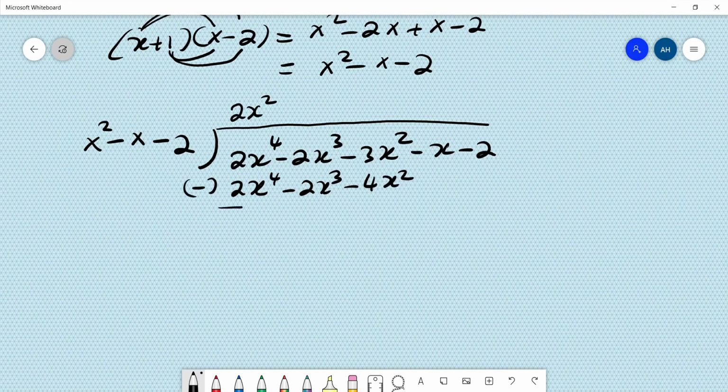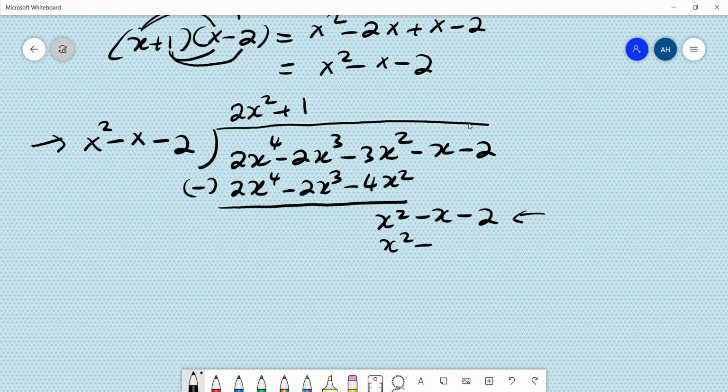Now let's subtract this. We have 0 there, we have 0 also here. We have x squared, and then take down minus x and minus 2. You see what we have here? What we have here is the same as what we have here, right? So multiply by 1 in order to cancel everything. So we have x squared minus x minus 2. Subtract those. So the remainder is equal to 0. Therefore, from this long division, we get another factor for q(x), that is the quotient 2x squared plus 1.